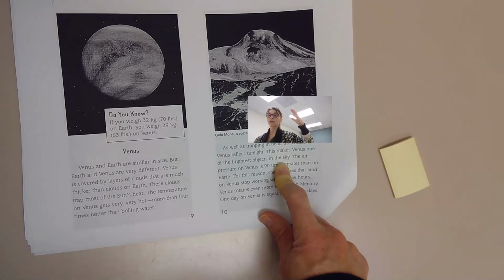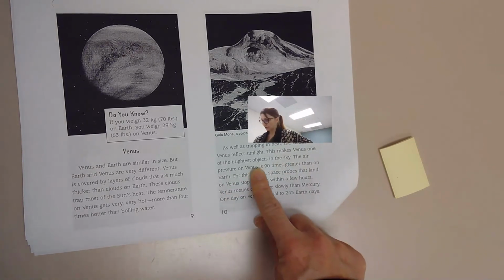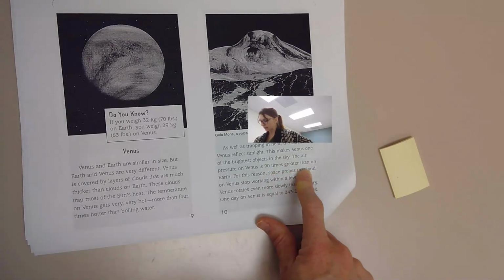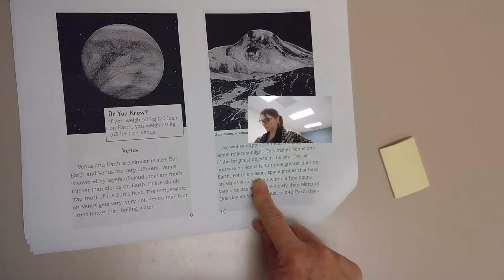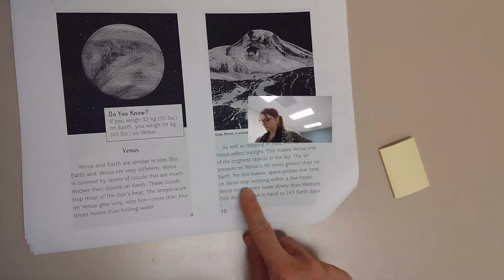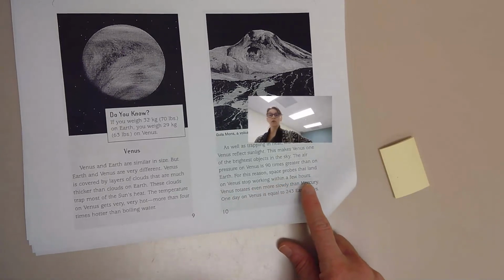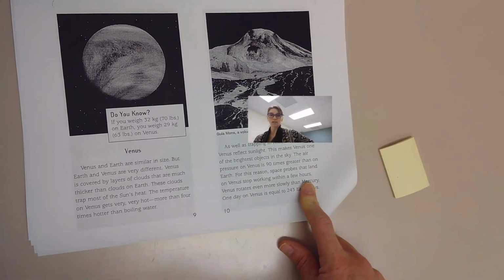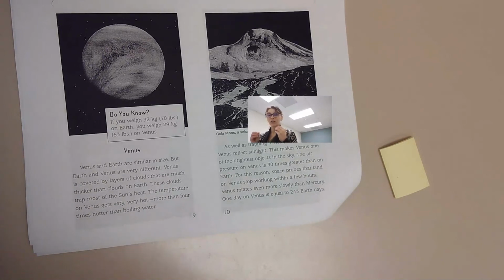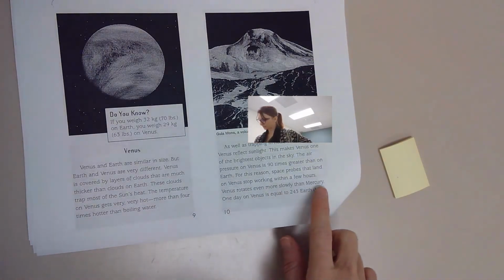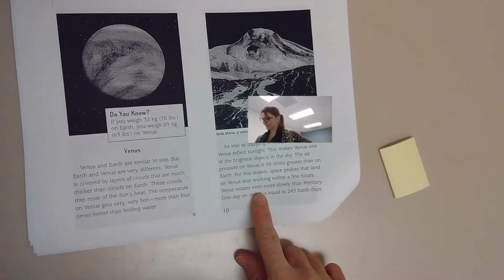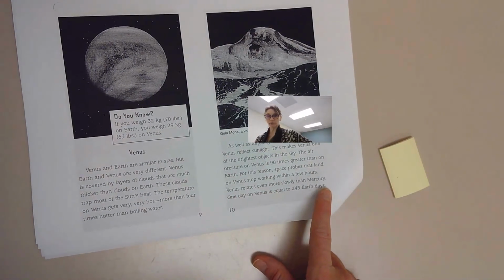It shines extremely bright. The air pressure on Venus is 90 times greater than on Earth. For this reason, space probes that land on Venus stop working within a few hours. It's too hot there. There's too much pressure and it's too hot, and the things that we design here on Earth just can't cope up there. Venus rotates even more slowly than Mercury.